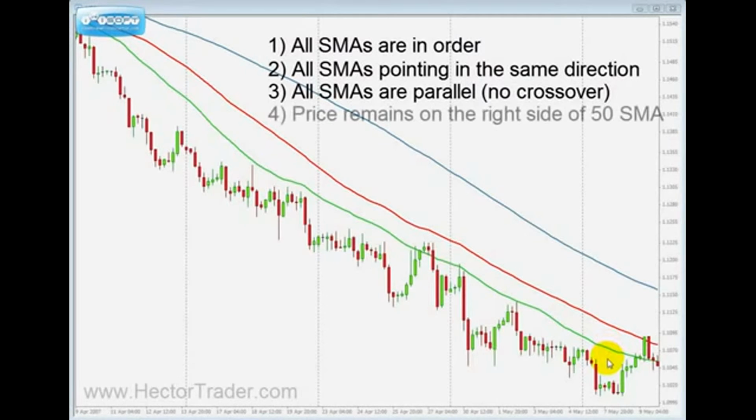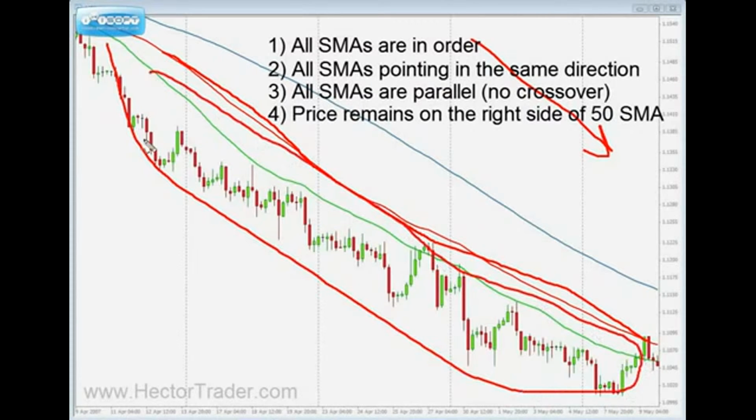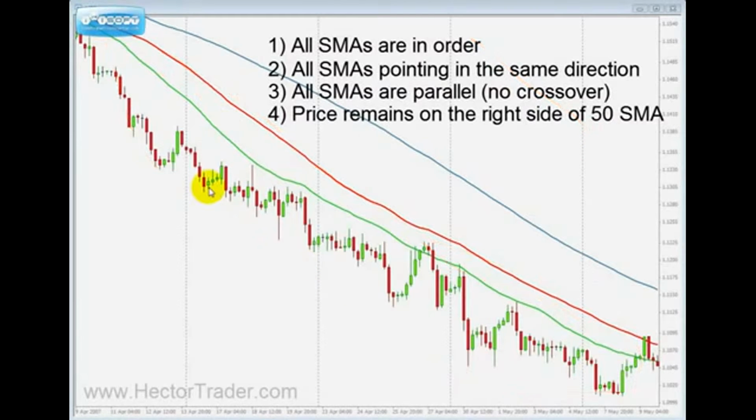Now, the fourth condition is that price remains on the right side of the 50 simple moving average most of the time. Remember that the 50 simple moving average is the one in red, and what I like to see is price on the right side of the 50. That means that if we are looking into a downtrend, I like price to remain below the 50 simple moving average most of the time, and it's been so.